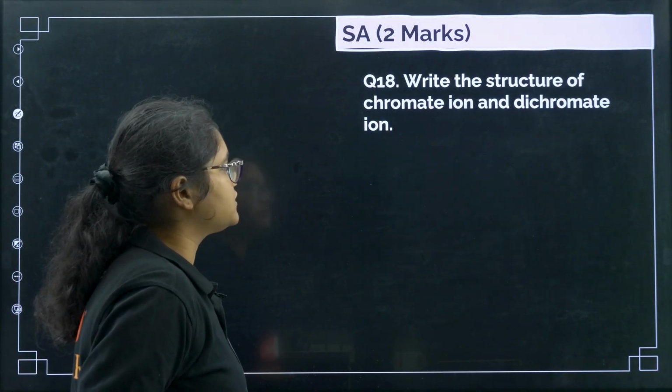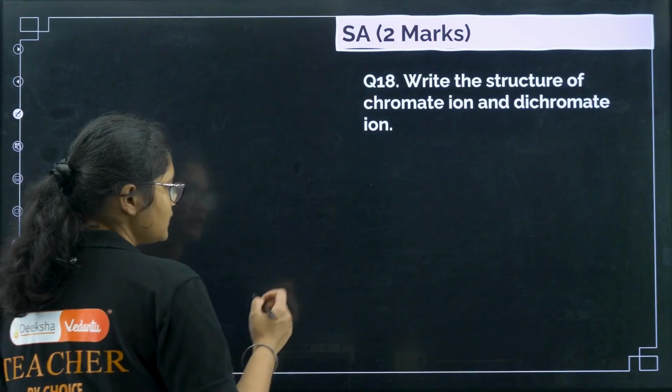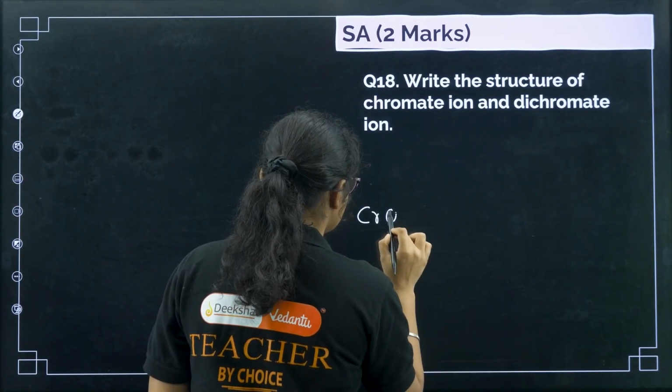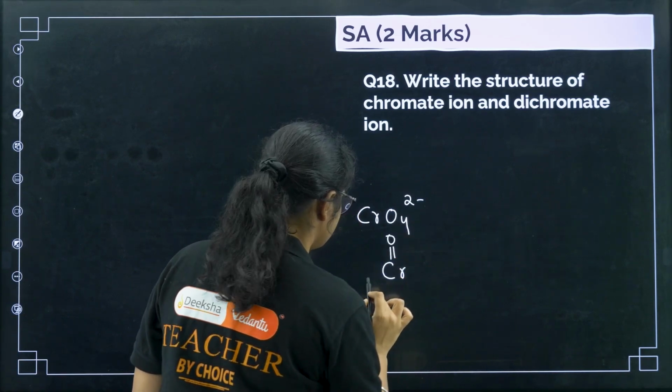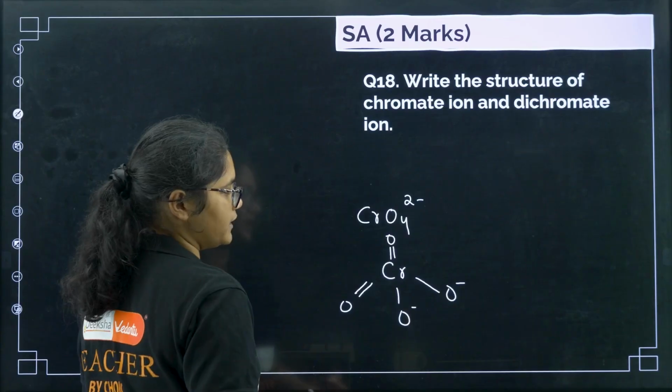Next, write the structure of chromate ion and dichromate ion. So chromate ion is CrO4 2-, right? So we have Cr, then this is a tetrahedral structure, okay, that is CrO4 2-.